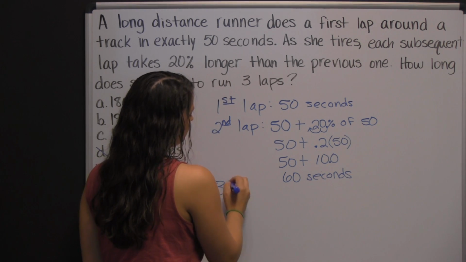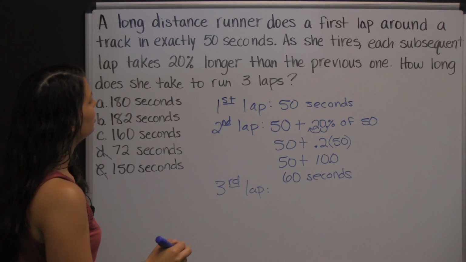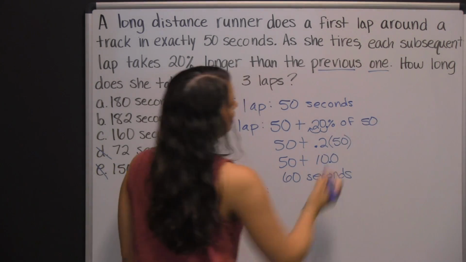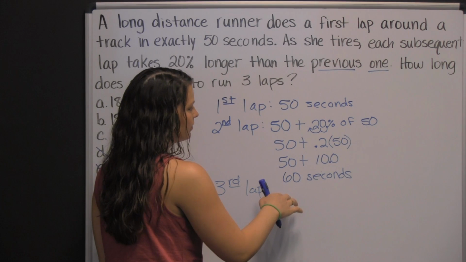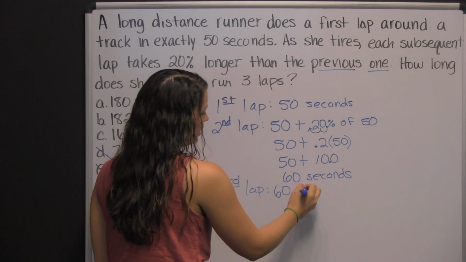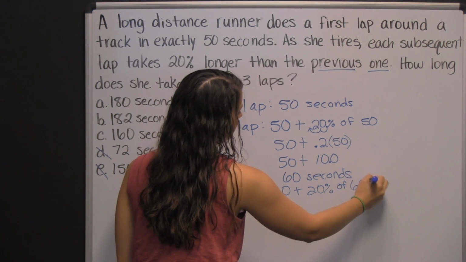The third lap we'll do similarly. It took, again, 20% longer than, and this is key here, than the previous one. So it's not going to be another 60-second lap. It took her 60 seconds and 20% of 60 seconds.